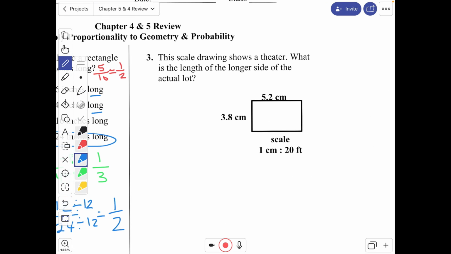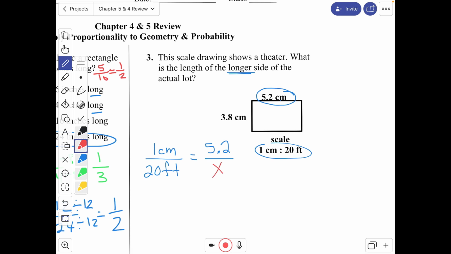Number 3. The scale drawing shows a theater. What is the length of the longer side of the actual lot? And again, we can use a proportion to solve this. Our scale is 1 centimeter to 20 feet. And it says the longer side, so the longer side would be that one, 5.2 centimeters. And again, I want to match up the centimeters with the other centimeters. That means this is going to go on top. And I'm trying to solve for the actual. Well, what would I do to 1 to get to 5.2? I would multiply by 5.2. So I need to do that on the bottom.